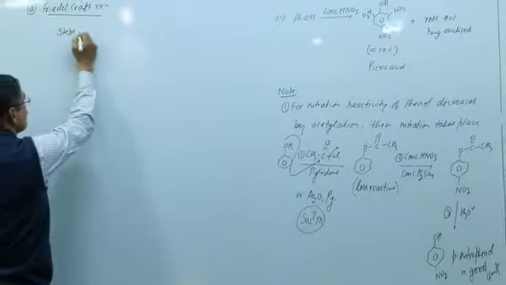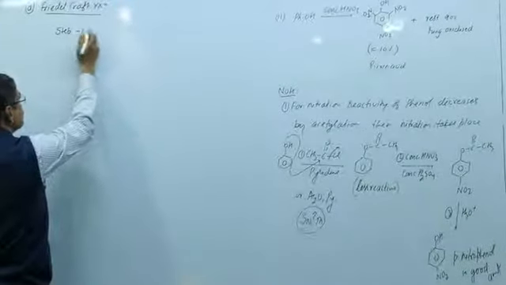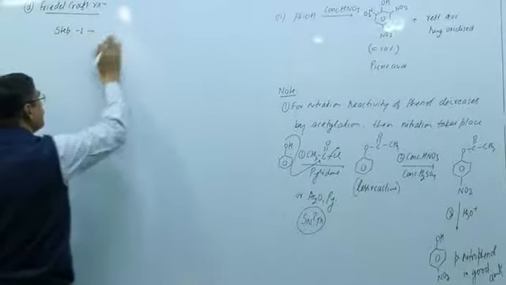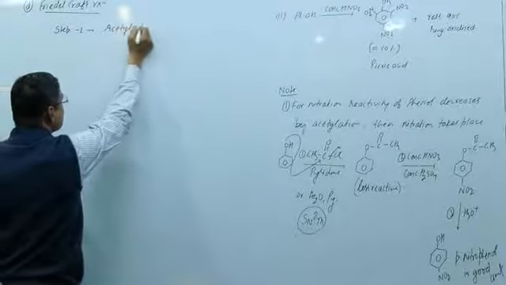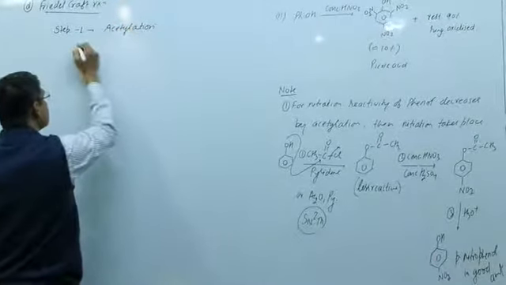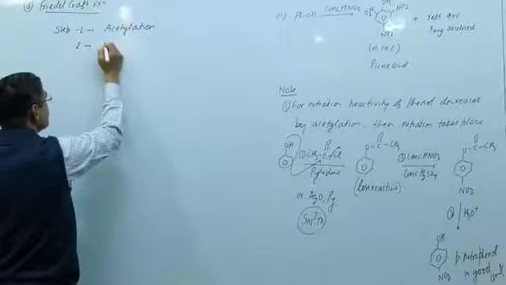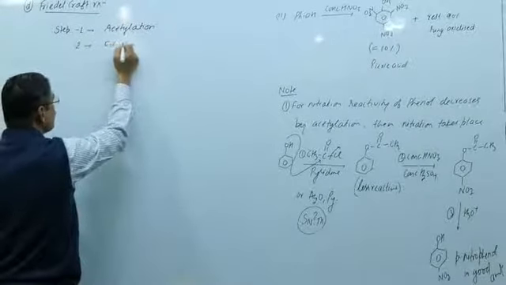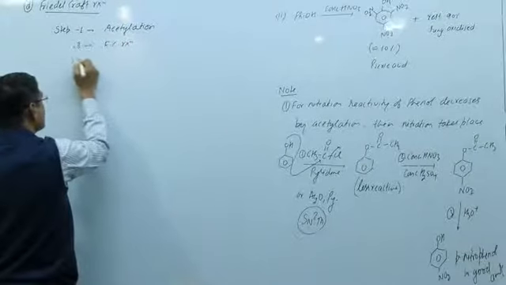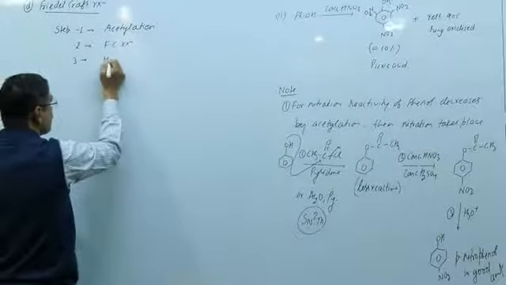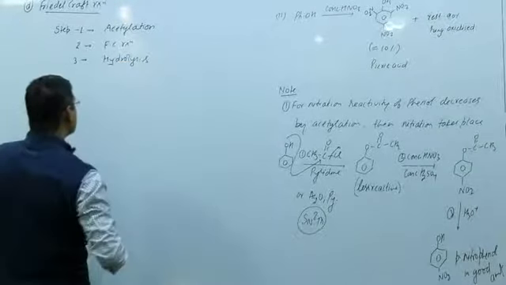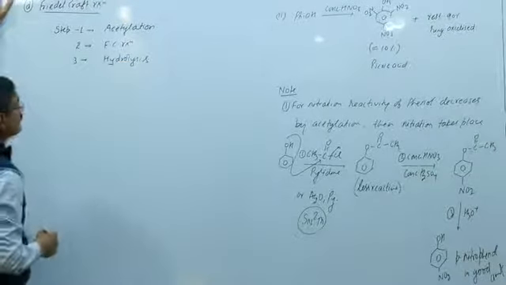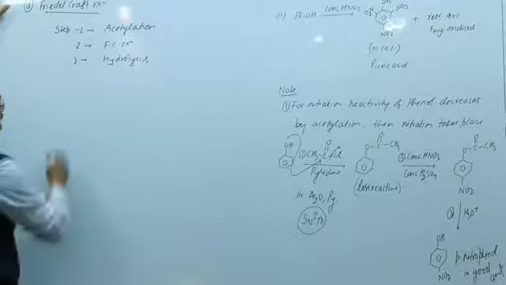So step 1, acetylation, decreases the reactivity. Step 2, Friedel-Crafts reaction. Then step 3, hydrolysis. So this is a good procedure to obtain product by FC reaction.